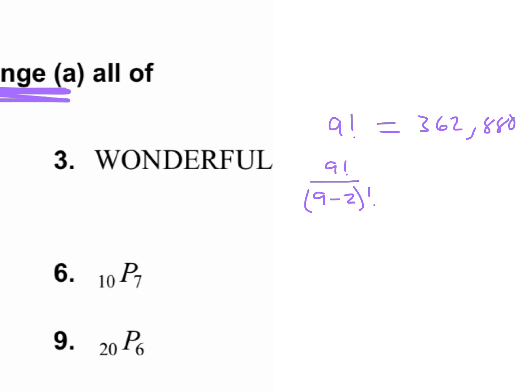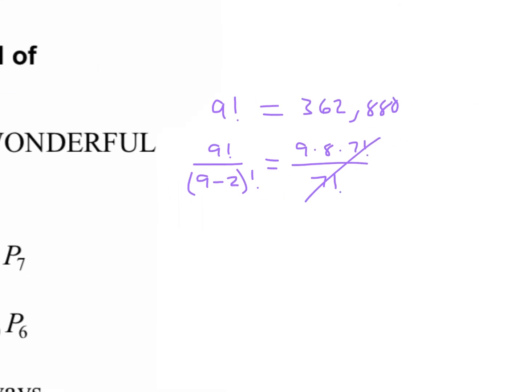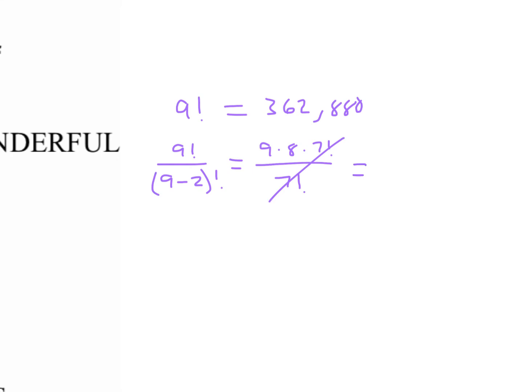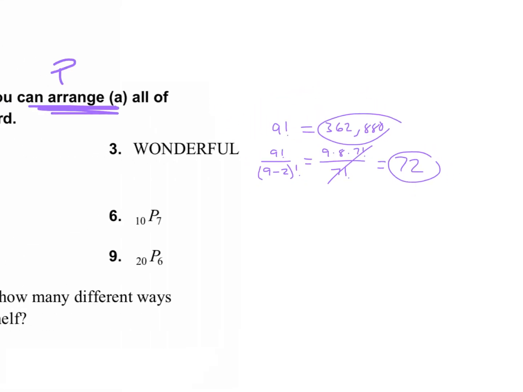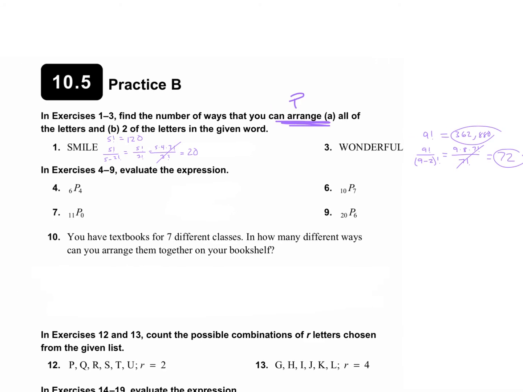Because this is a permutation. So 9 times 8 times 7 factorial over 9 minus 2 is 7. So the 7 factorials cancel. 9 times 8 is 72. So anytime you see the word arrange, it means that it is a permutation.